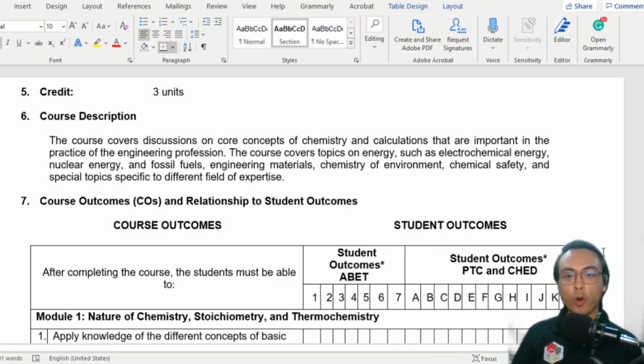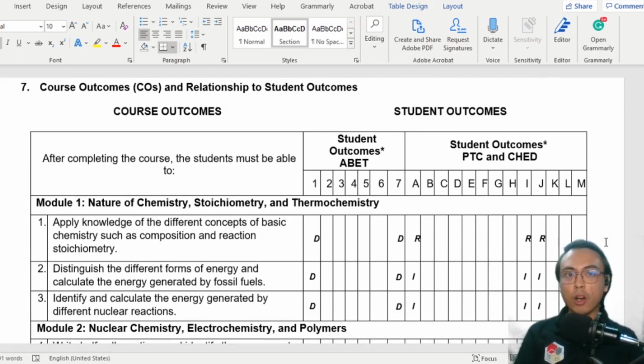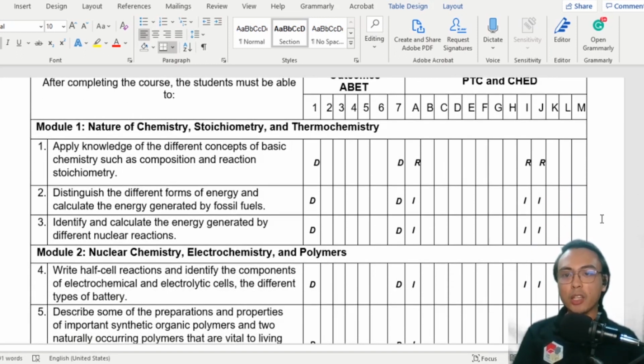Here are your course outcomes. The course outcomes are our deliverables or the things that you need to be able to do after completing this course. So after completing the course, you must be able to, first, apply knowledge of the different concepts of basic chemistry such as composition and reaction stoichiometry, distinguish the different forms of energy and calculate the energy generated by fossil fuels, and identify and calculate the energy generated by different nuclear reactions. This is for our first module.